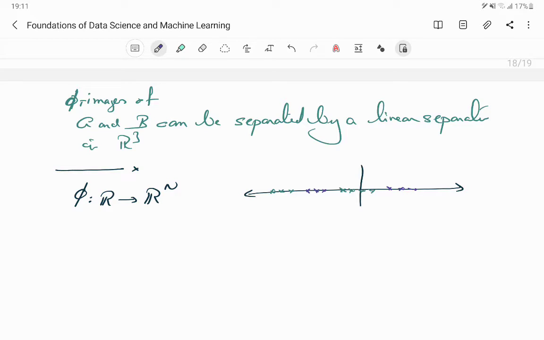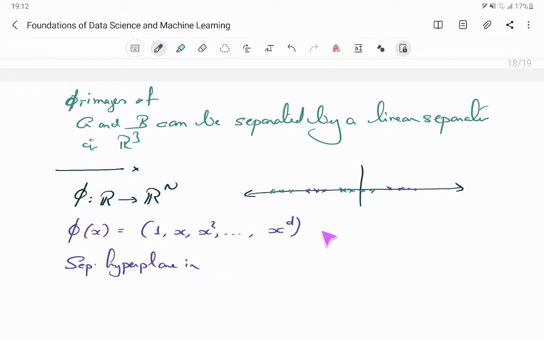Okay, now what phi I will choose is, I can write phi of x as 1, x, x squared, all the way to x to the power d, d for degree. So now if I choose this phi of x, what is this dimension? This will now be a vector in R^(d+1), so this n here is equal to d plus 1. So how will a separating hyperplane in R^(d+1) look like?